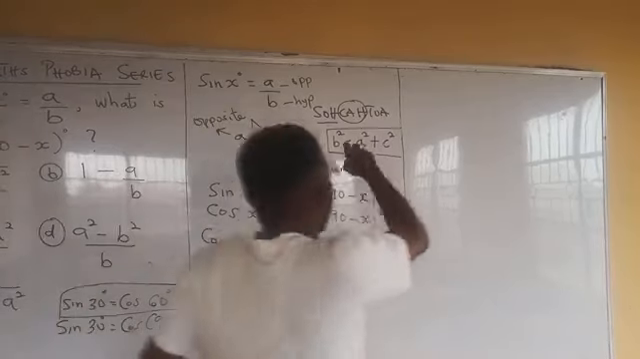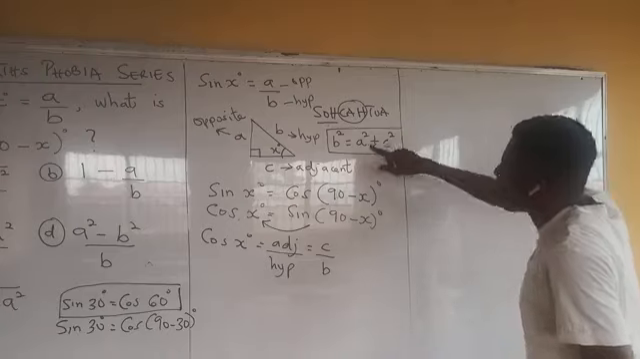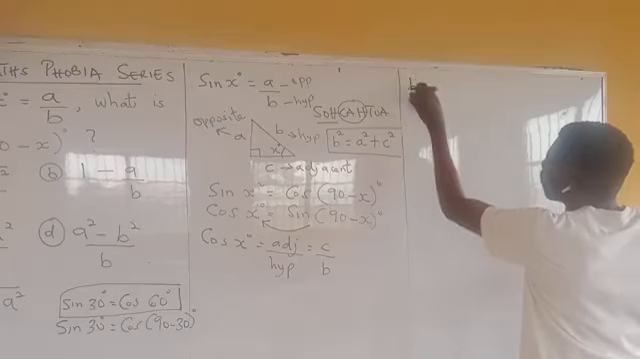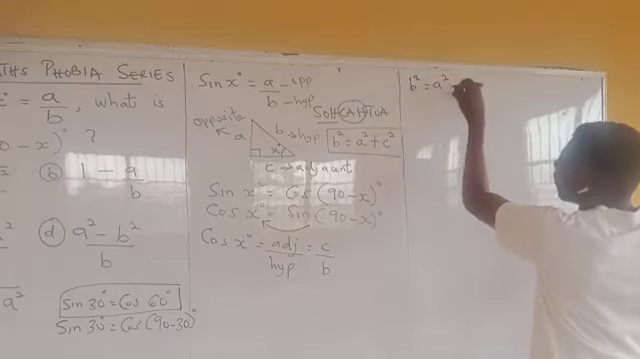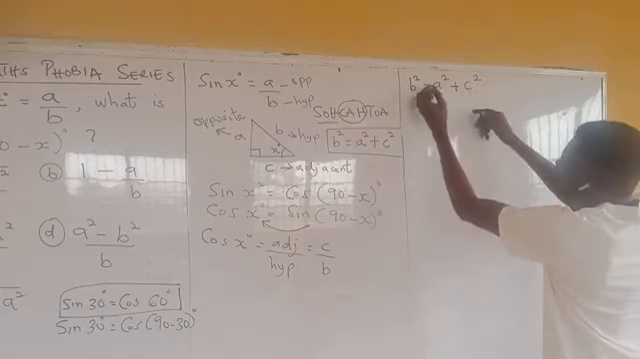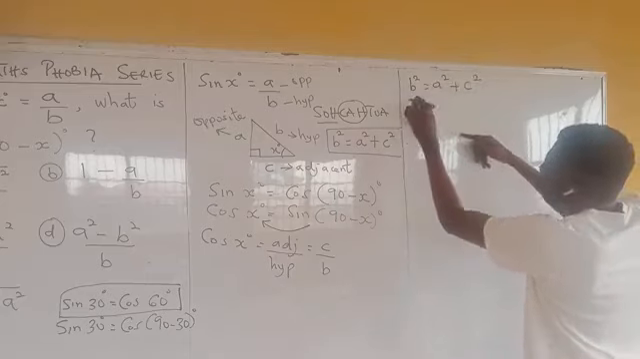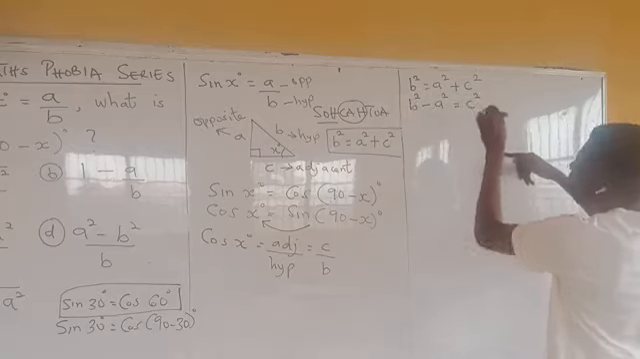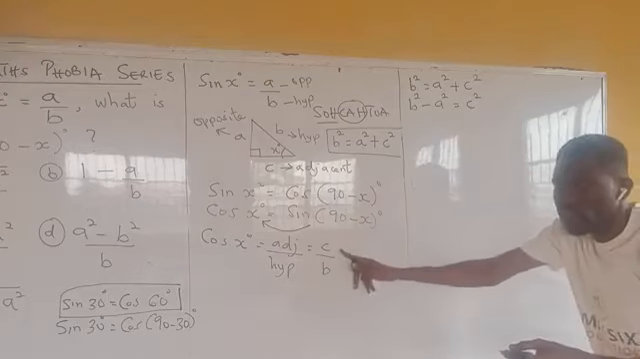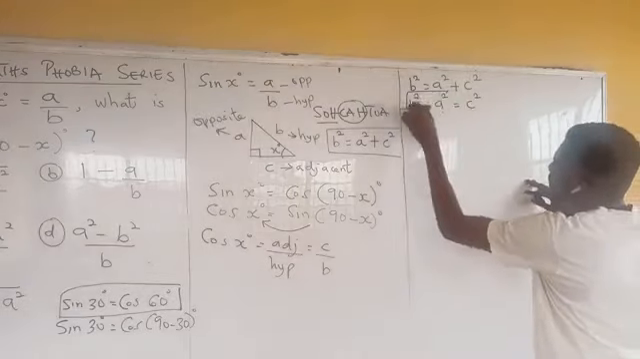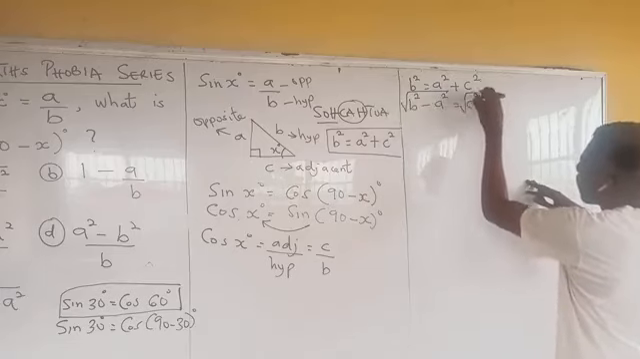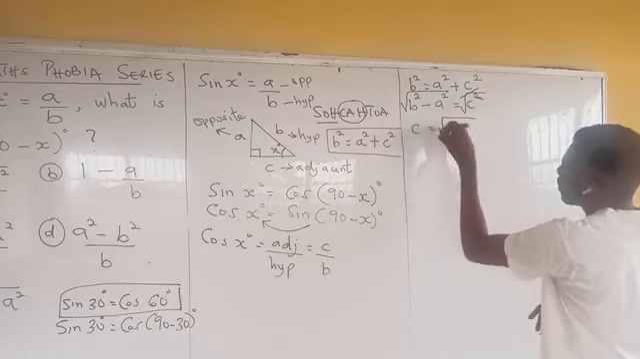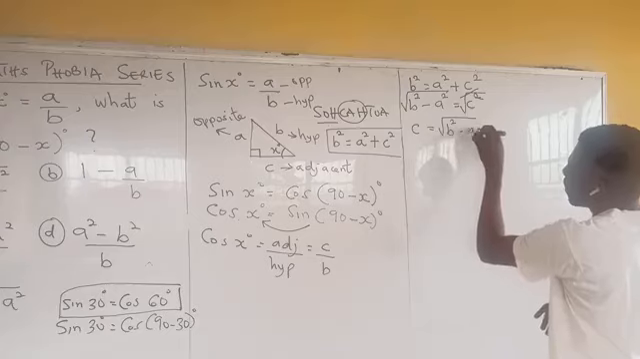So what does this imply? B squared equals A squared plus C squared. Let's make C the subject. If I take A squared to the other side, I have B squared minus A squared equals C squared. Now I want to find C, because I need C, not C squared. So I take the square root of both sides. The square cancels out the square root, and I have C equal to the square root of B squared minus A squared.